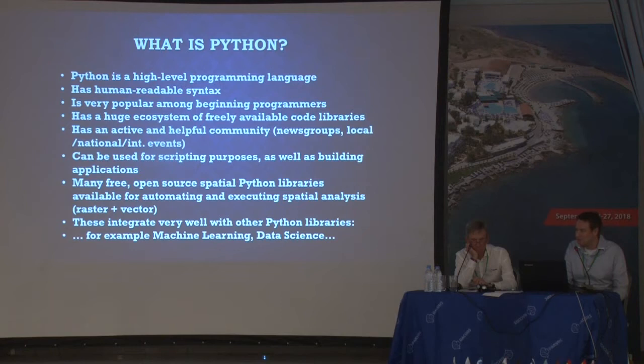So Python is very popular among beginning programmers because it's so easy to read. And the cool thing about Python is that it has a huge ecosystem of code libraries that you can use. It's freely downloadable, open source, and it has a big community of enthusiastic people that help you if you have a problem. You can use it for scripting, so workflows that you can just put into code and execute and share with other people, but you can also build your own applications if you want.